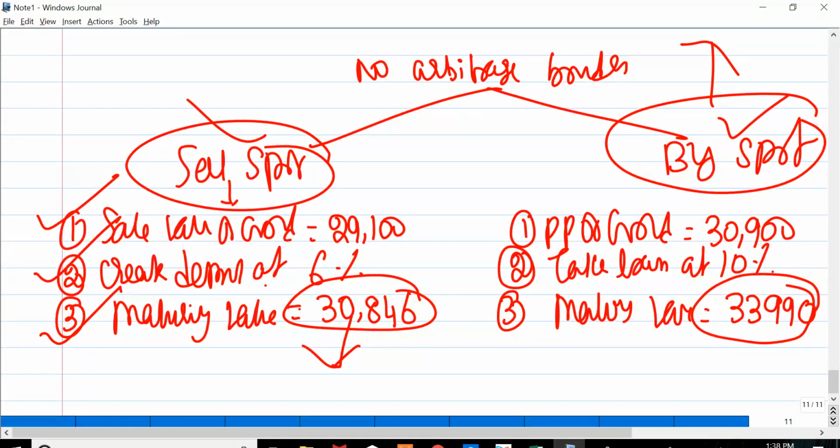Either lower than 30,846 or greater than 33,990, anywhere in between is called the no arbitrage boundary. You cannot make any arbitrage in this price. Anything above or anything below is perfectly fine.